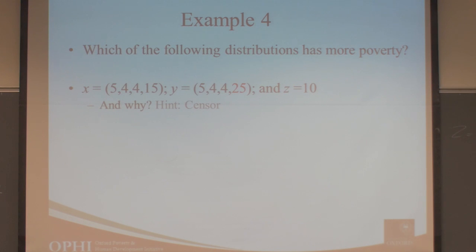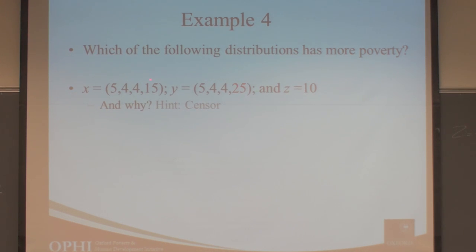Example 4. You have this distribution where you have 5, 4, 4. How many poor are there in this society? 3. So you have 5, 4, 4, and then 15 is the person who is non-poor. What is the difference between these two distributions?